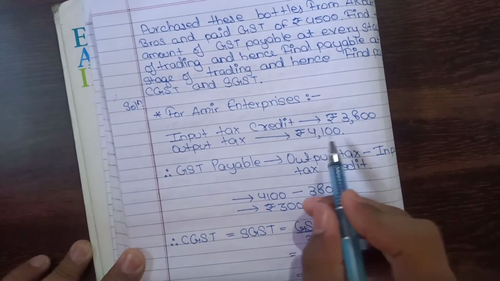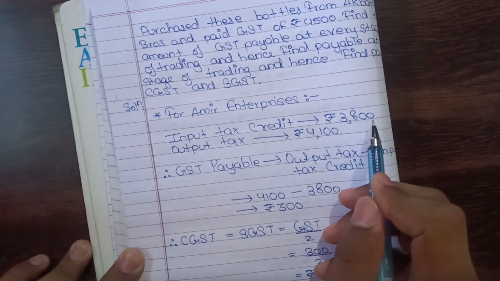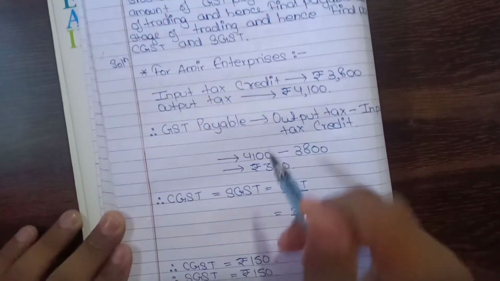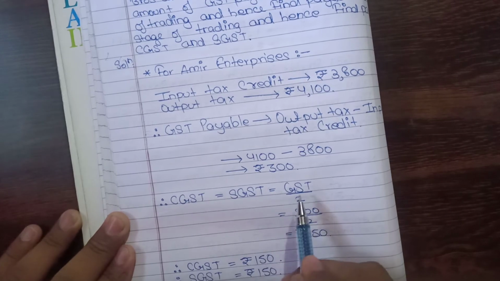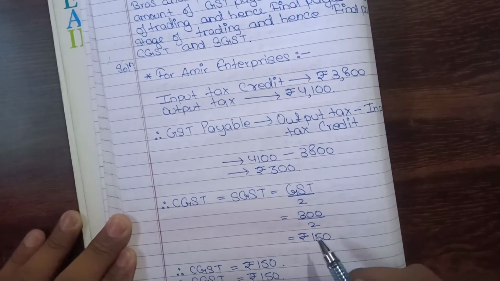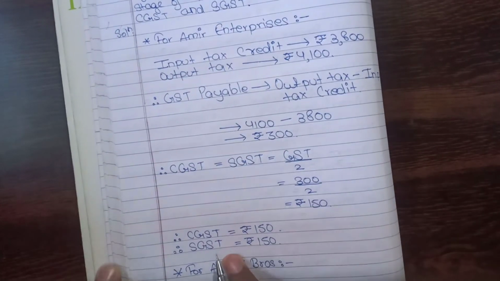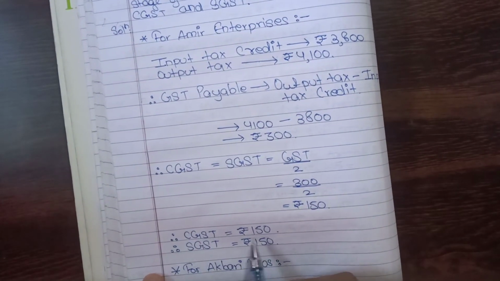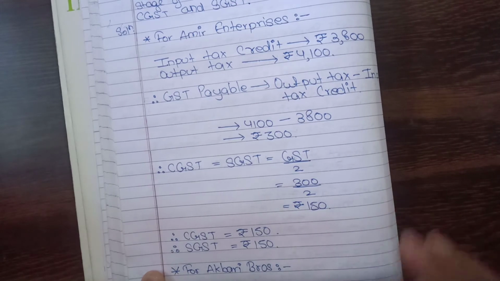So GST payable would be 4100 minus 3800, which is rupees 300. Now CGST equals SGST equals GST upon 2 equals rupees 300 upon 2, which is nothing but rupees 150. So they have to pay 150 CGST and rupees 150 SGST.